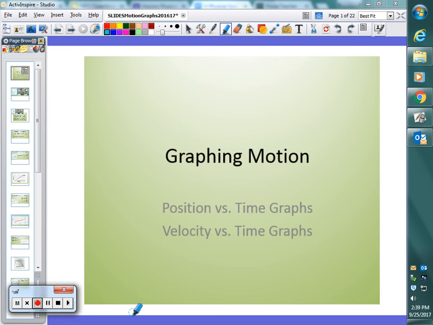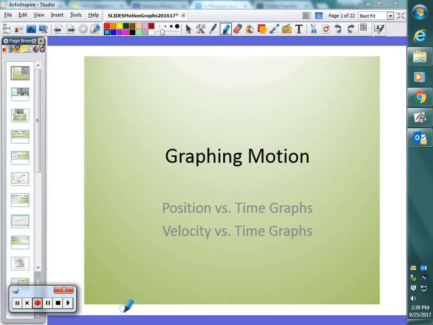Organized way to show data, and what about that data specifically? The patterns, the relationships that are there, right? It's easier to see those a lot of times when we do them as a graph than if we're just looking at a bunch of numbers. Okay? So we're going to talk about two graphs: position versus time graph and velocity versus time graph. So let's start with position versus time graphs.